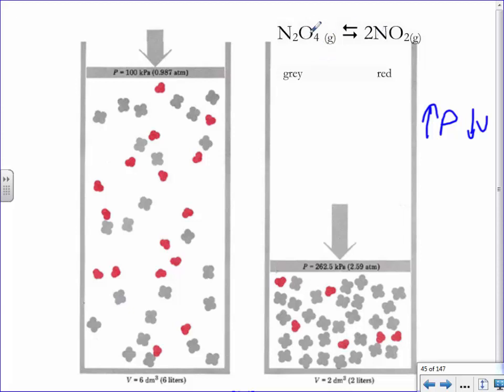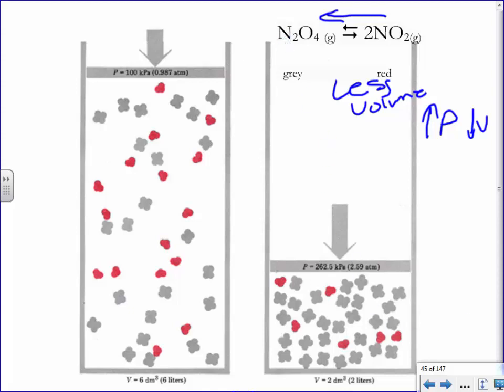Which way should this reaction shift if there's now less volume? You basically got a 1 and 2 shot at it. Is it going to shift left or right? You're right, it's left. And the reason why it would shift left is because there's less space. And if there's less space, it's going to shift to the side where there's less molecules.